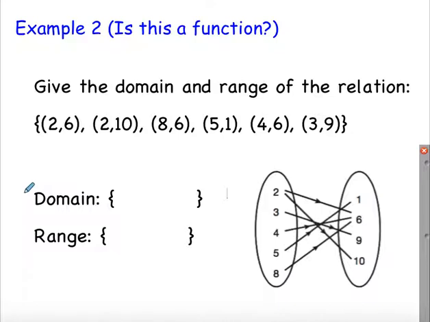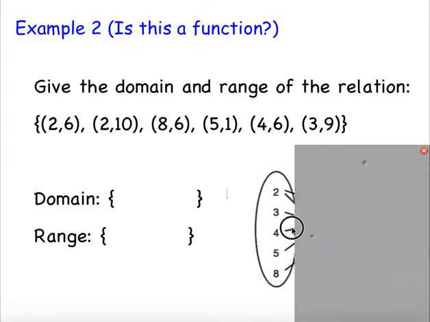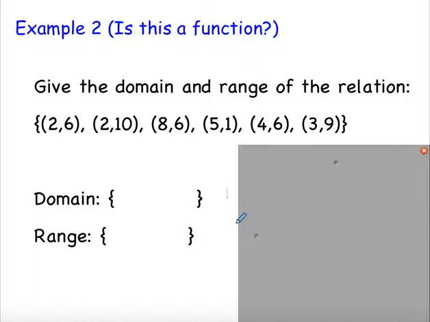Another example, is this a function? Well, if we were to look at these pairs, we know that it's a relation because our domain fits somehow with our ranges. But we can see, all right, we have (2, 6), (2, 10), (8, 6), (5, 1), (4, 6), and (3, 9). We want to look and see, do I have one input value give me more than one output value? And we would say, well, the only one that could fail is that 2. And we can see, yeah, 2 gives me 6, but 2 also gives me 10, which we said was not okay. So this is not a function.